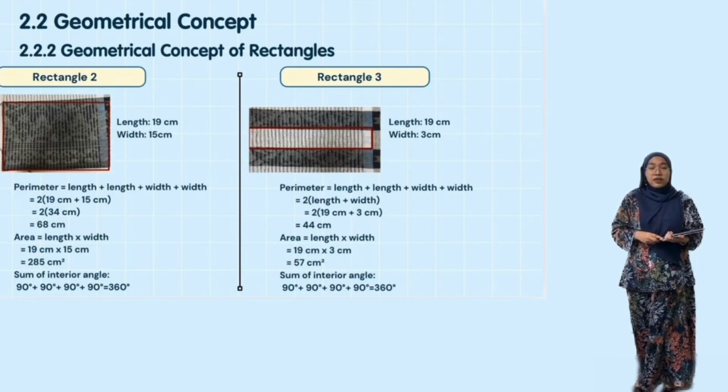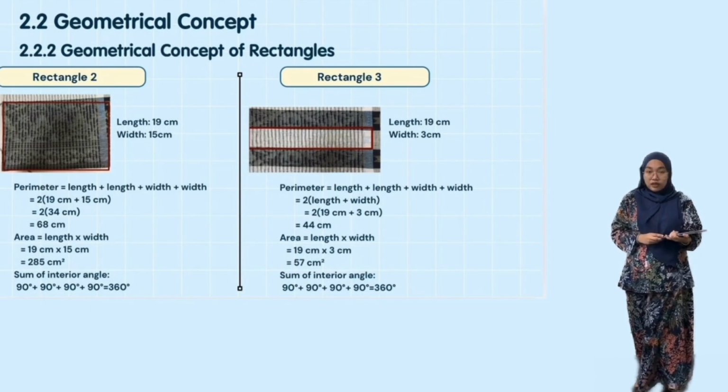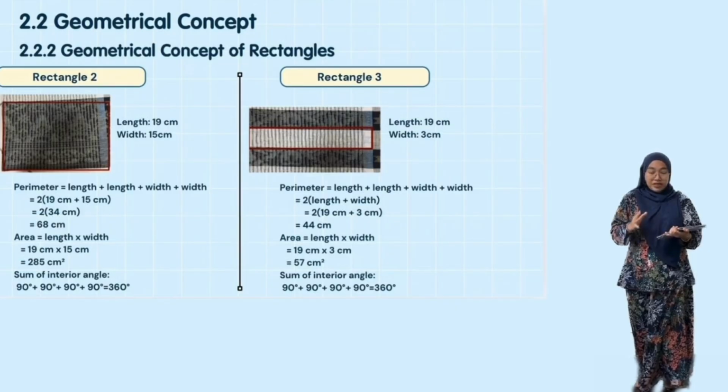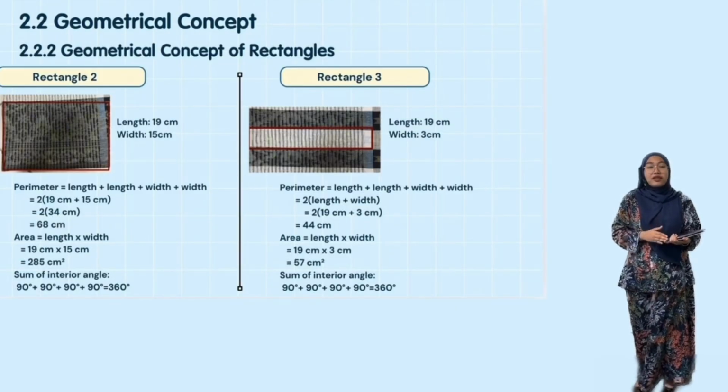We calculate the perimeter by adding all the sides, and we got the perimeter is 44 centimeters. For the area, we use the same formula, length multiplied by width, and we got the area is 57 square centimeters. The sum of interior angles is also the same, 360 degrees. We got it from adding all the interior angles, which are right angles of 90 degrees.